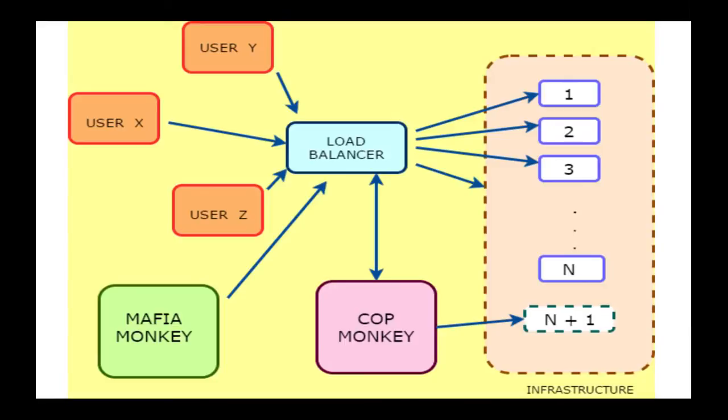All the configuration data will be stored in a Redis store on the load balancer. In case the number of servers needed exceeds the maximum number of servers that we have set, an email will be sent to the DevOps team. The Cop monkey will be implemented using Python and deployed using Ansible.